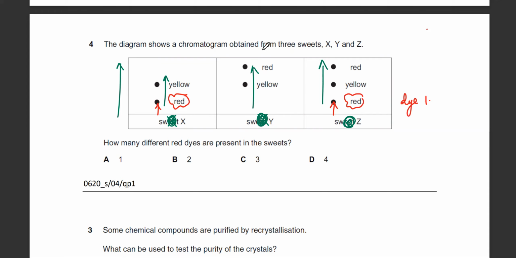On the other hand, you have this red dye, this red dye. I mean, they're two separate chromatograms. This one travels this much distance, and this one also pretty much travels the same amount of distance. So that kind of means that this red dye and this red dye are the same dye. So that's the second type of red dye. So basically, how many different red dyes are present in the sweets? It's basically two types. Two. Okay, is this clear? Yes, sir.